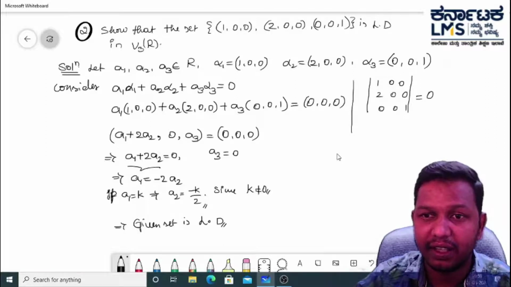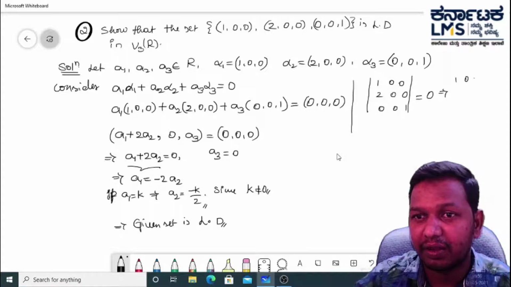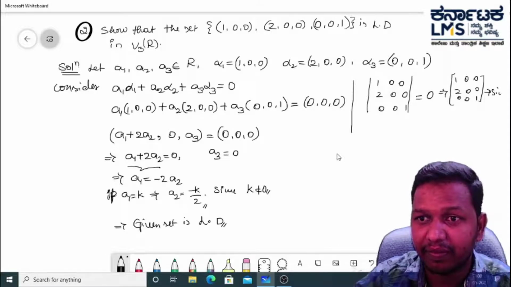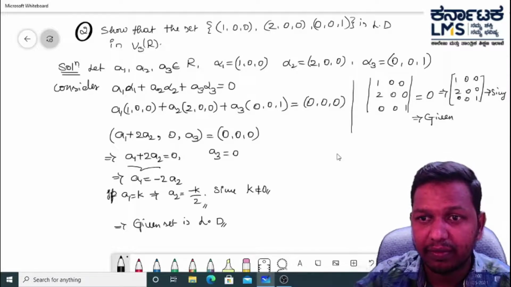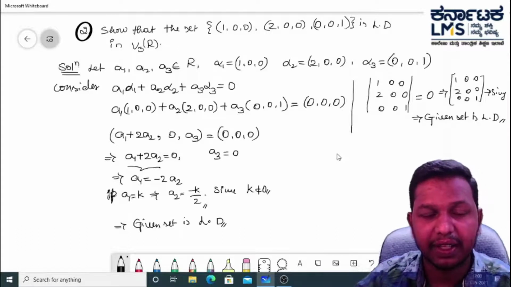clearly it is 0, which implies that the matrix 1 0 0, 2 0 0, 0 0 1 is singular, which implies that the given set is linearly dependent. This completes the solution.